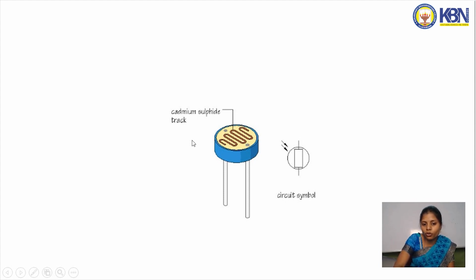Here we have a coating of cadmium sulfide over the LDR. By using this material in a zigzag manner, it receives the photon energy, and then the resistance varies depending upon the energy band. So this is all about the diodes, the half wave rectifier and the full wave rectifier.